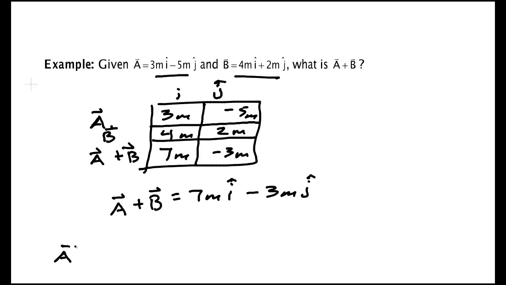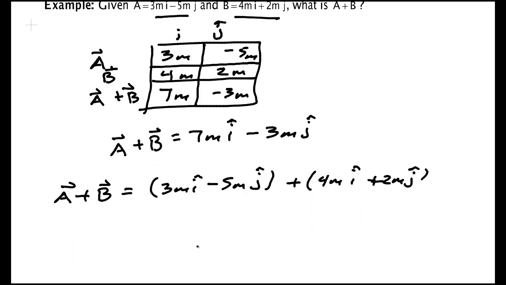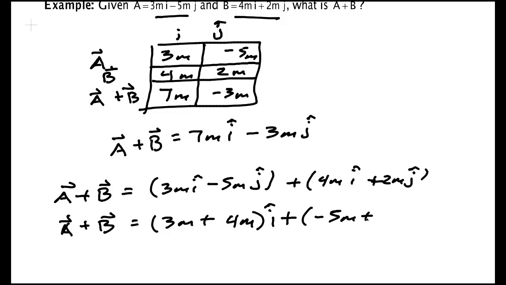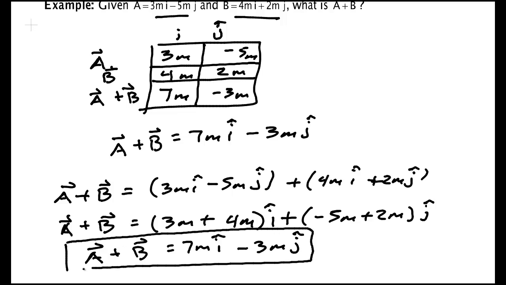You also could have done the problem like this. You simply could have written them 3 meters I hat minus 5 meters J hat plus 4 meters I hat plus 2 meters J hat, and then simply added them up. A plus B is equal to 3 meters plus 4 meters, all of them with I hat, plus minus 5 meters plus 2 meters J hat. A plus B is 7 meters I hat minus 3 meters J hat. It is easy to add vectors in Cartesian form. So if you're given a vector in Cartesian form, it's easy to add it.